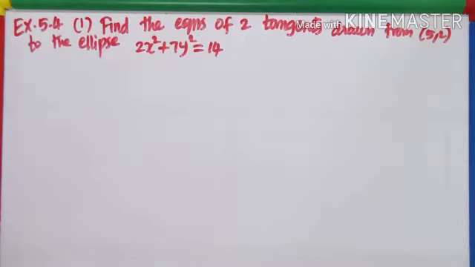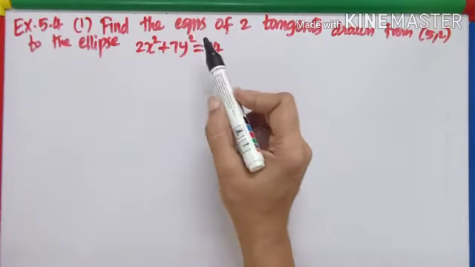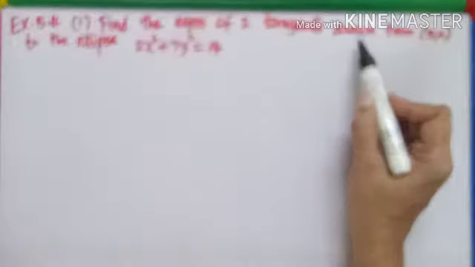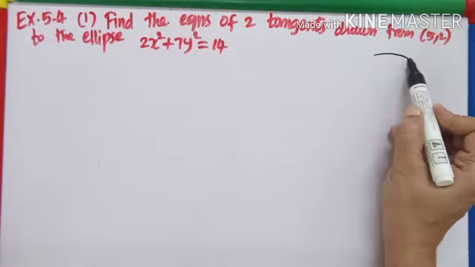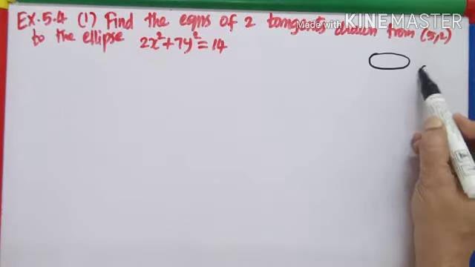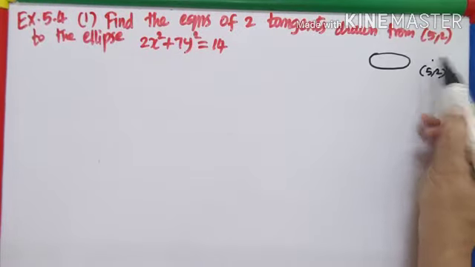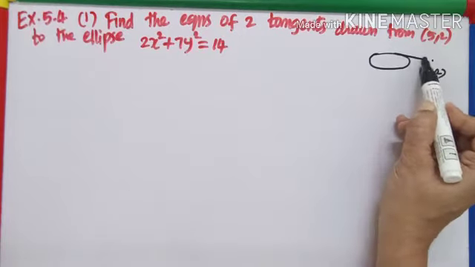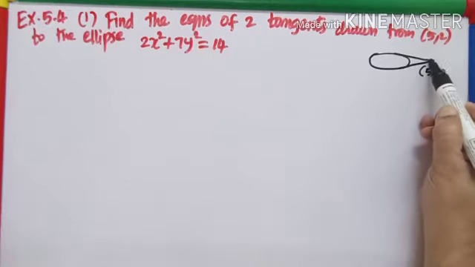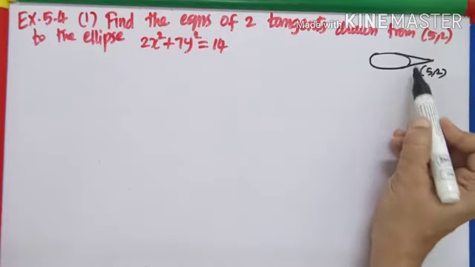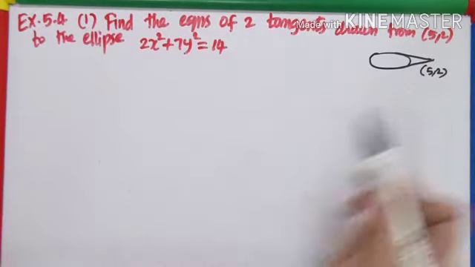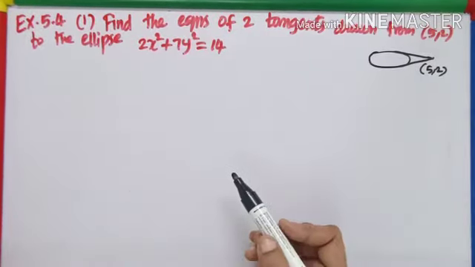Exercise 5.4 question number 1. Find the equations of two tangents that can be drawn from 5, 2. So this is a point 5, 2 from which we are drawing two tangents. The question is to find the equation of the two tangents given the ellipse equation.